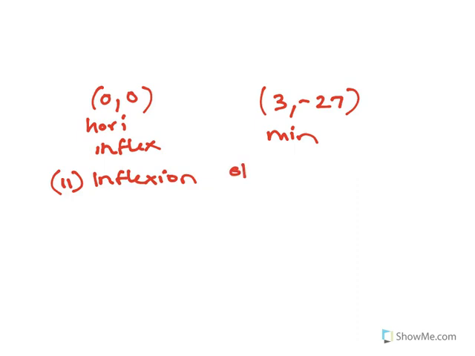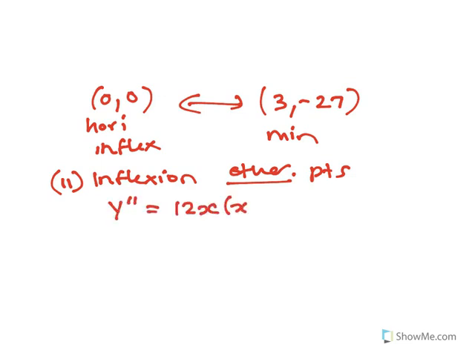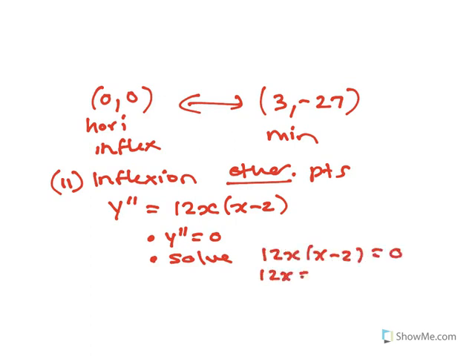So this means the other points of inflection, and there'd be one between these two points because you have two stationary points. So y double dash equals 12x(x - 2). Step 1 is to make y double dash equal to 0 and solve for x. So 12x(x - 2) equals 0, so x equals 2 or x equals 0.